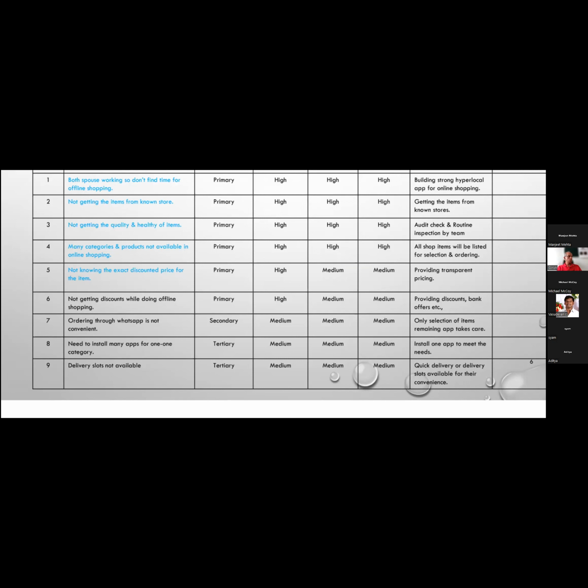And some of the people still use WhatsApp, and they feel that is not convenient. Every time the shopkeeper will call, this is not there, that is not there. Then for the delivery partner, they have to find the address. That problem they are facing. Then they have to install many apps for one category: for food one app, for grocery one app, for pet supplies one app. And nowadays Zepto and others are telling 19 minutes delivery, but a delivery schedule is not there. So our app will have both instant delivery and delivery slots.